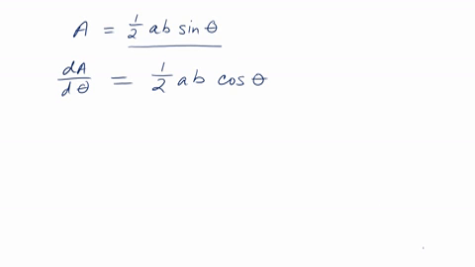So here we have our first derivative, and now let's set this derivative equal to 0. So we have 0 equals 1/2 times A times B times cosine theta. The only way for this to be a true statement is for A to be 0, which is impossible. A represents the length of a side. Also B cannot equal 0. It must also be the length of a side. So this forces cosine theta to equal 0.